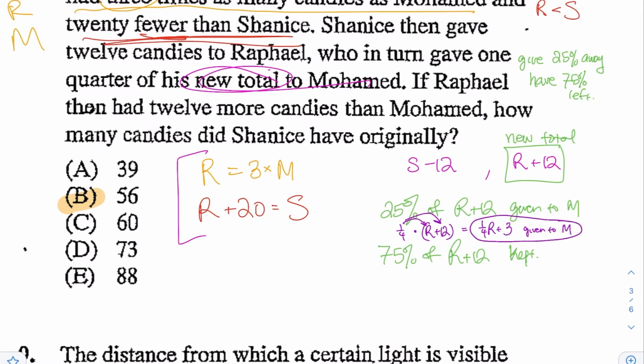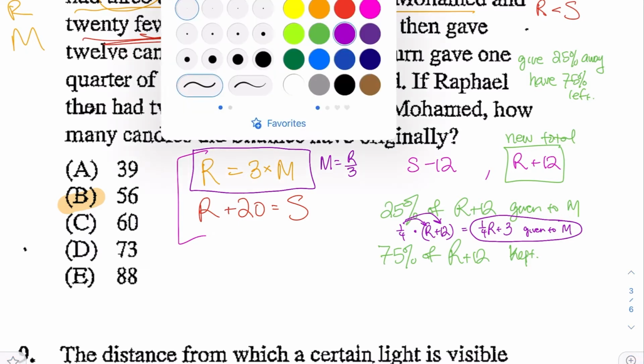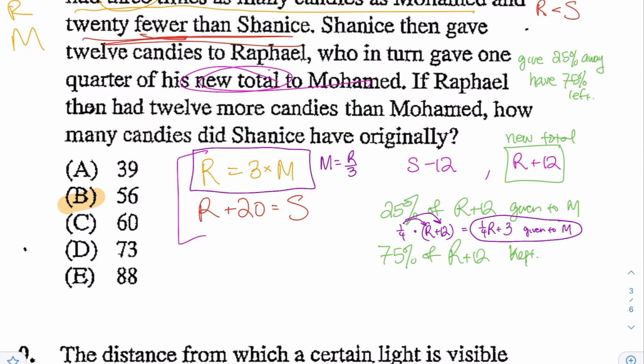So Muhammad has, of course, M candies, but we can then use the first equation. R is equal to 3 times M, and we want to isolate M. So M is going to be equal to R divided by 3. And the key here is to take this 1/4 R plus 3 and substitute in here and add it to itself. So Muhammad initially had R over 3 candies, and then you're going to add 1/4 R plus 3.